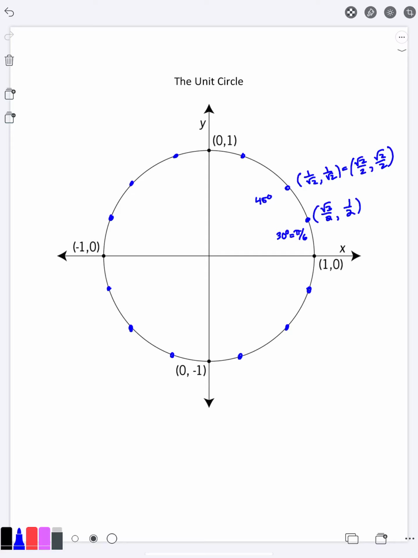And then the third one in the first quadrant is the 60-degree, sorry, this is pi over 4 down here, and 60 degrees is the same as pi over 3 radians, and it's going to be 1/2, root 3 over 2.